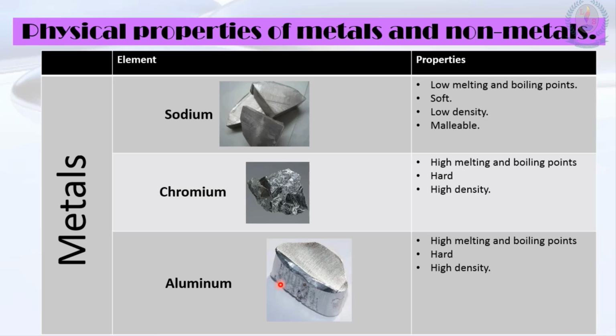The third metal here is aluminium. Normally in our day-to-day lives we use so many devices made with aluminium, right? Some saucepans and different containers made with aluminium, tins and all. What are the properties of aluminium? It has high melting and boiling points, it is very hard and has a higher density. That's why we can gain so many advantages from aluminium.